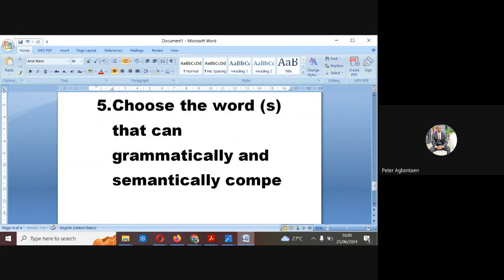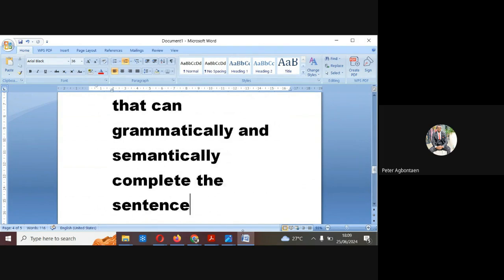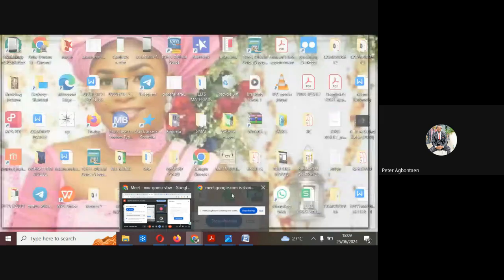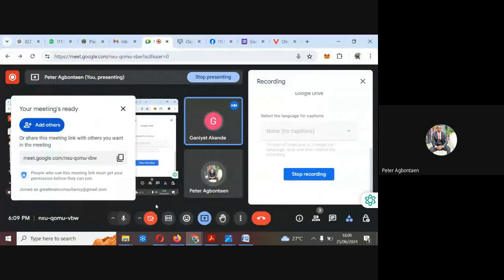So choose a word or words that can grammatically and semantically complete the sentence. So what does that mean? Now, what I mean is that even if you have found what is missing, it's not just anything that you write. Even when you find what is missing, it's not everything that you feel like writing that you write.